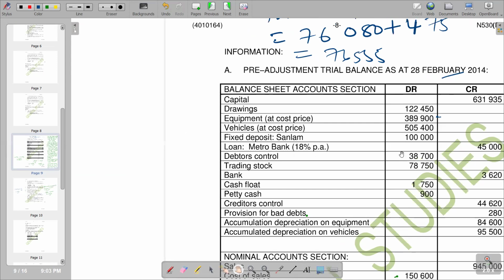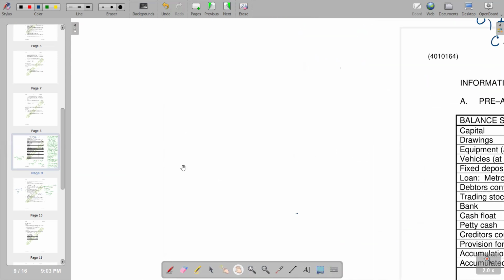So 45,000. Before the increase, it was 16%, which is 0.16 as a decimal. We multiply by 45,000, and we know that we had 9 months, which is 9 over 12, before the increase. So we are saying 0.16 times 45,000, and then we make a proportion of 9 months. We get 5,400.